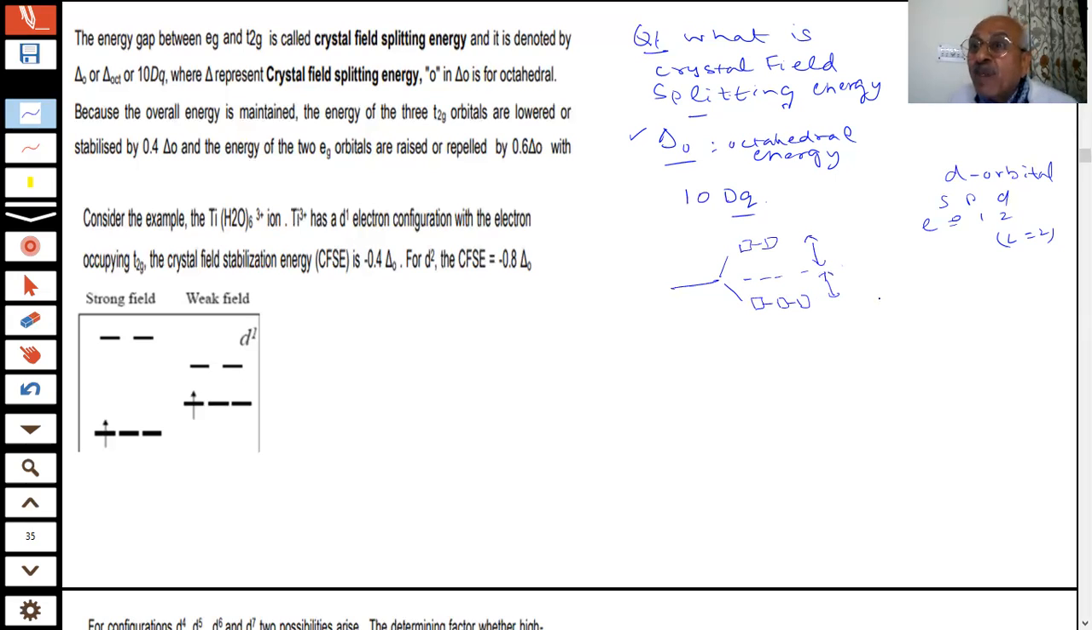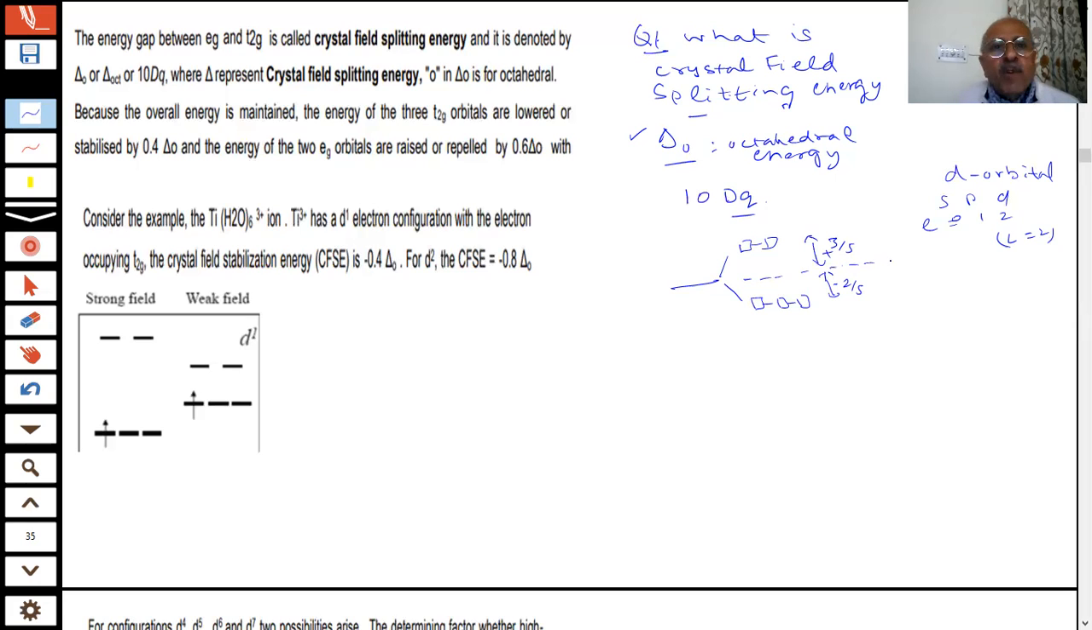Lowering of energy means stabilization. In chemistry, all the time we are saying lowering of energy. Lowering, how much is this? Is it 2 by 5? 2 by 5, student, and this is minus. Lowering means less energy. And this is 3 by 5, plus.